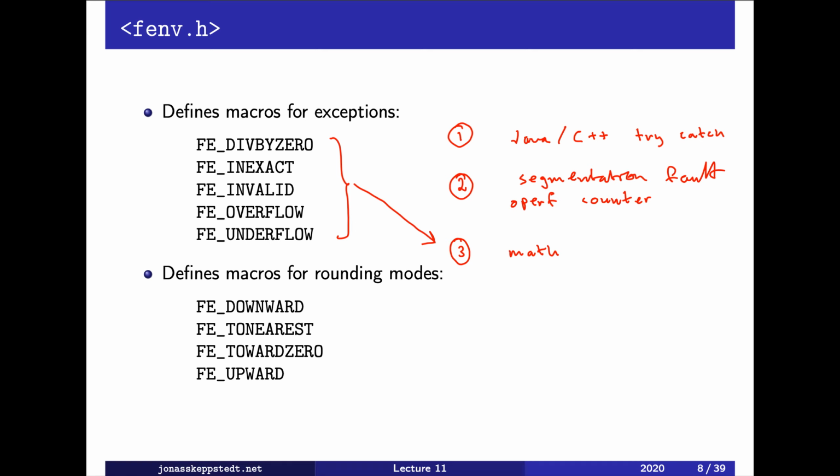Invalid, the operands are invalid, so this exception tells that. For instance, if there is an instruction for doing a square root, which some CPUs have, and we give it a negative number. Okay, overflow, too big result, underflow, too small result.